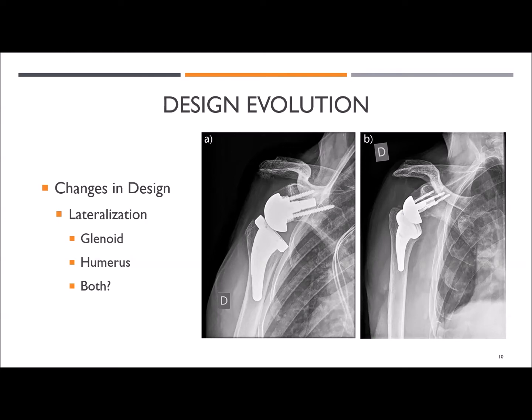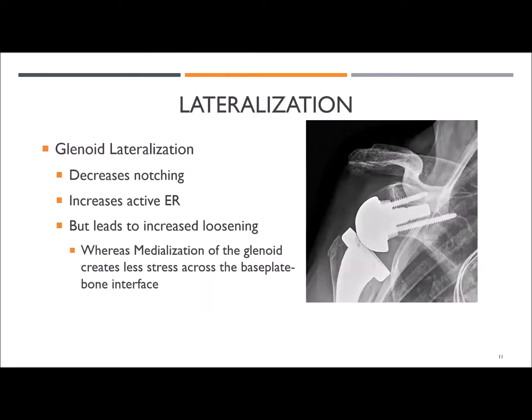I want you to note too that these two implants have onlay humeral stems and they're curved, which both lead to lateralization of the center of rotation based on the humeral component rather than the glenoid. So this one actually has both the lateralization of the glenoid and the humerus in these pictures. So look at the next slide.